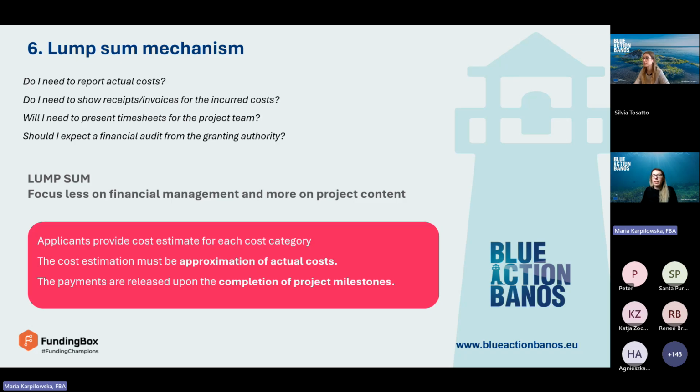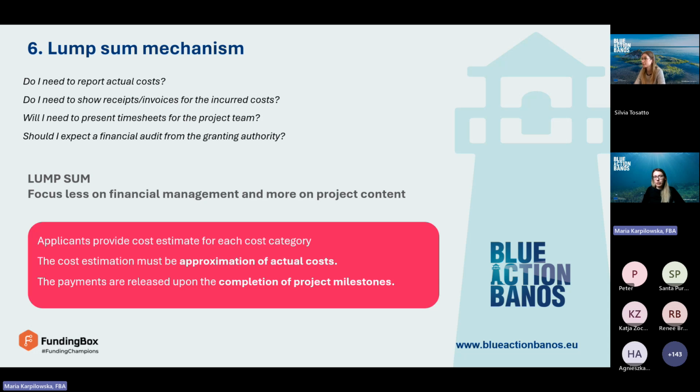Okay, so how does the lump sum mechanism work? We often get from applicants or beneficiaries questions like, will I need to provide receipts? Will I need to report actual costs of the team, show invoices for incurred costs, timesheets for project members, team members involved? Can we expect an audit from the commission, and so on and so forth? So all those questions, the answer to all those questions is no, because we are applying the lump sum mechanism.